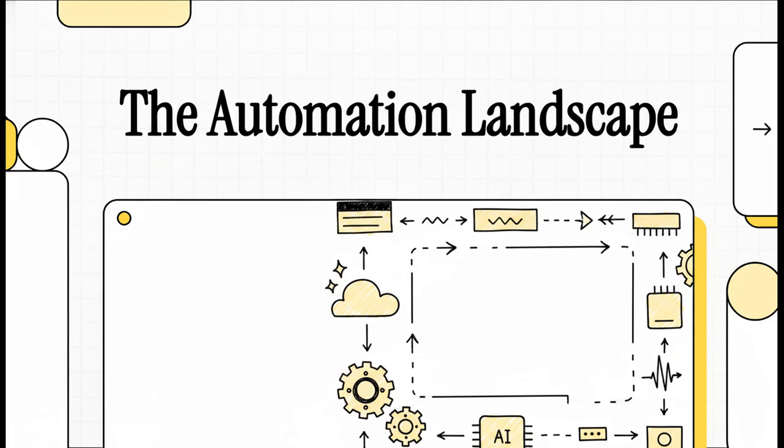Welcome to this explainer. Today, we are going to completely demystify the workflow automation landscape. Look, if you're building with AI right now, you don't just need to know how to prompt a model. You actually need to know how to wire that model into your real-world systems. By the end of this session, you're going to have the exact mental framework you need to confidently choose the absolute right platform for any project you want to tackle.